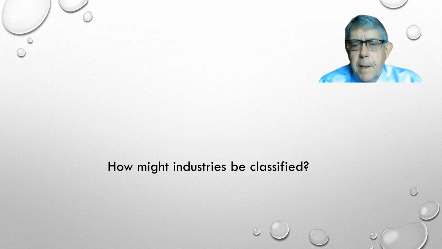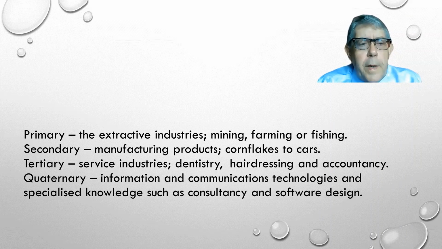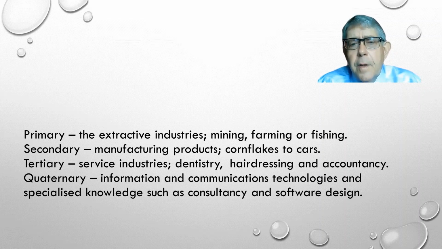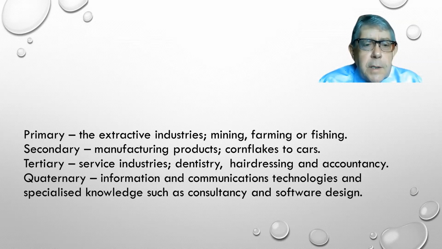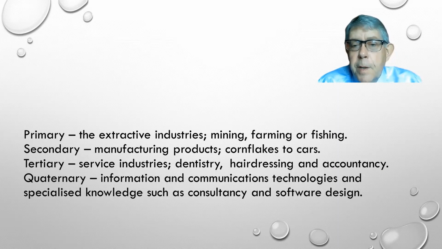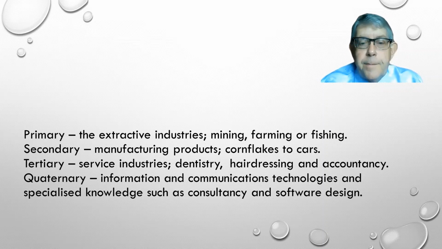How might industries be classified? Well, initially we have the primary industry. That deals with the extractive industries. These are industries that basically get stuff from our earth. So that will be mining, farming or fishing. Secondary is about manufacturing. So that could be making cornflakes to cars. Tertiary sector is about service industries, which is dentistry, hairdressing and accountancy. Quaternary is about information and communications technologies and specialised knowledge such as consultancy and software design.